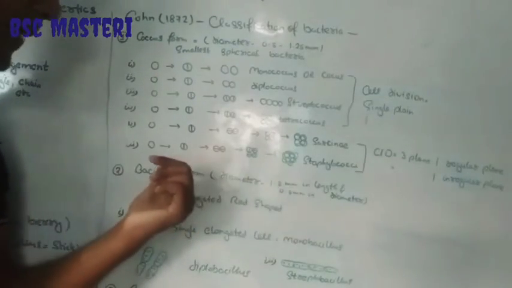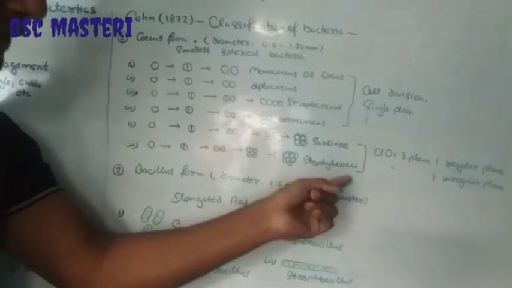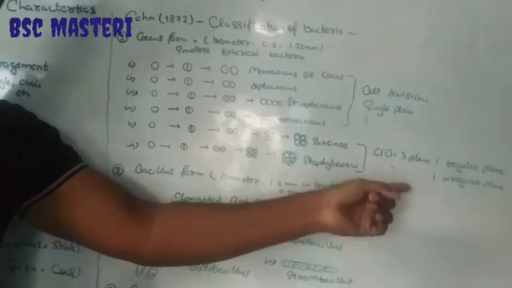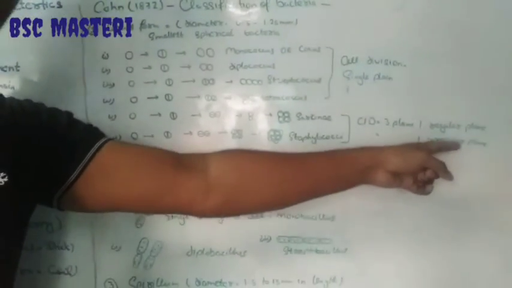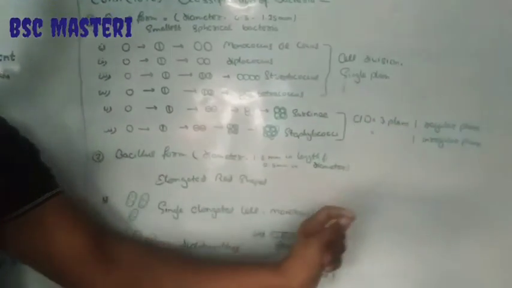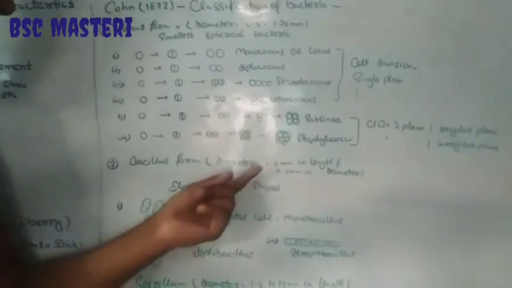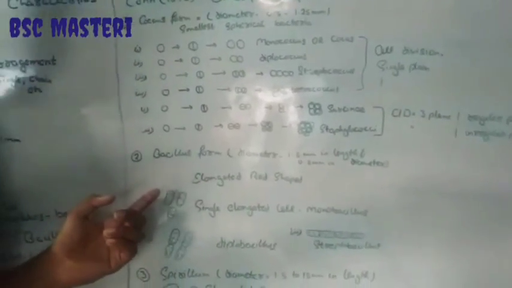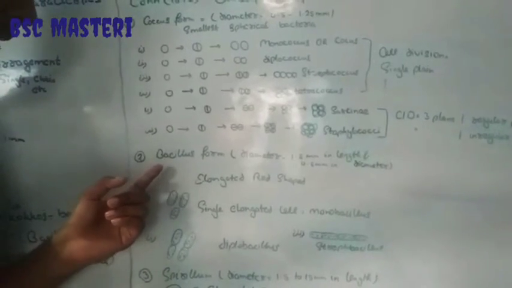But in Staphylococcus bacteria, the cell division occurs by three planes, but in irregular planes, an irregular pattern of cell division occurs. So we are going to further discuss the second type of bacteria, which is known as the Bacillus form.